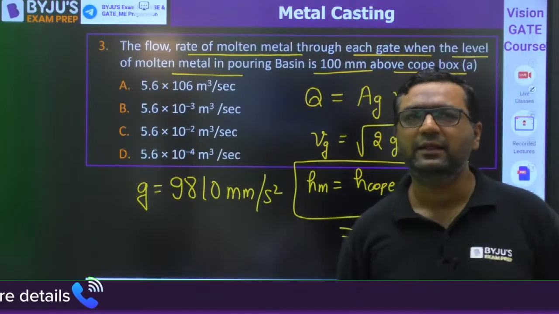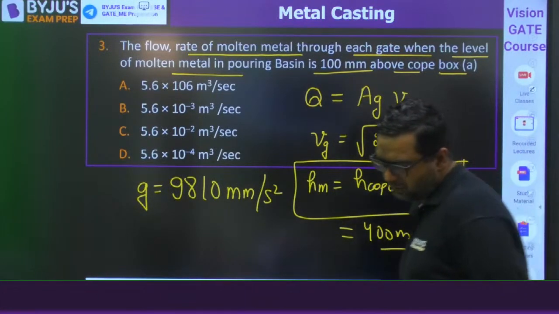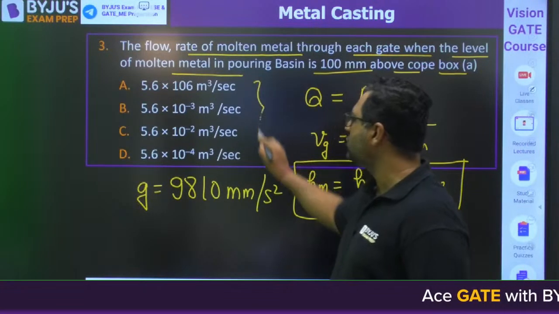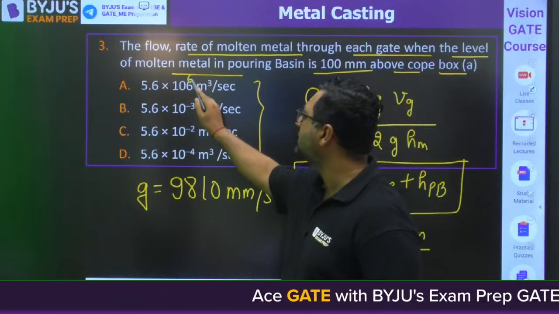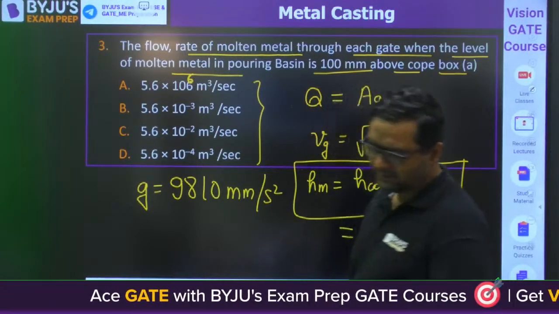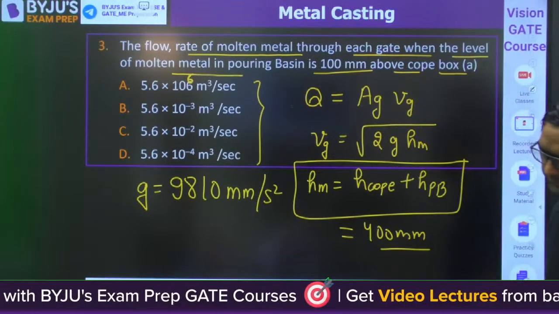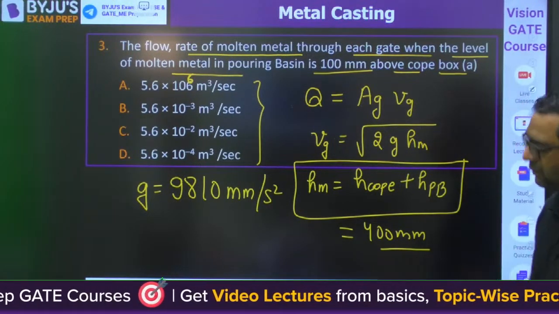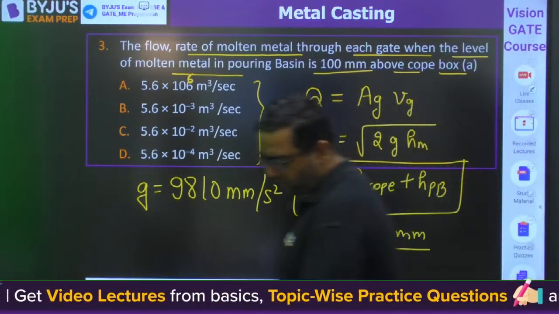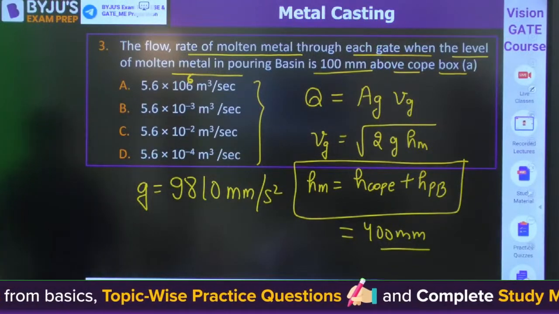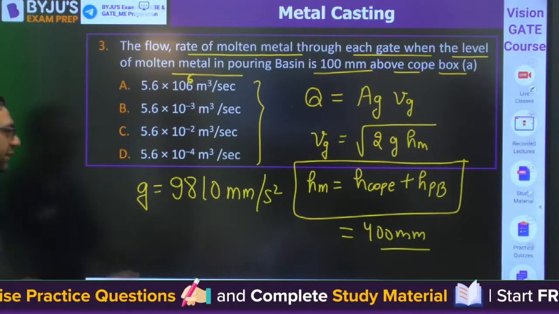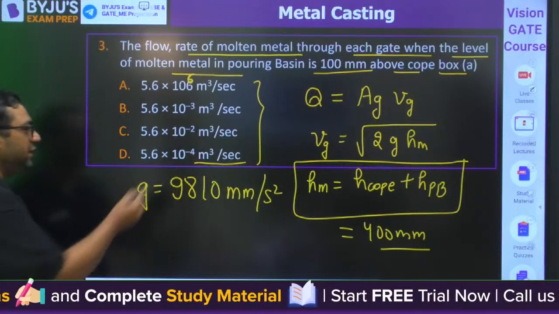Flow rate, dear, there is no such option, I feel. This is 10 to the power 6. Solve it. You can see the answer is in meter cube per second, so conversion, do not forget.